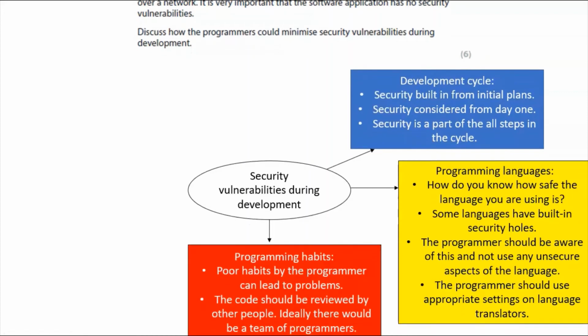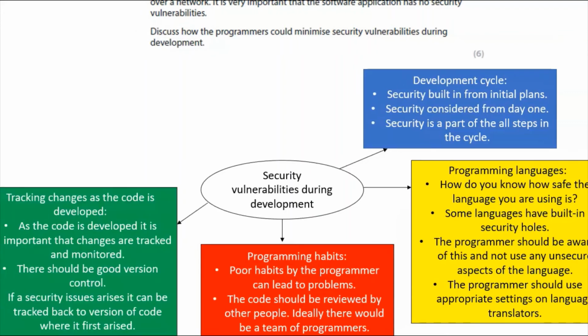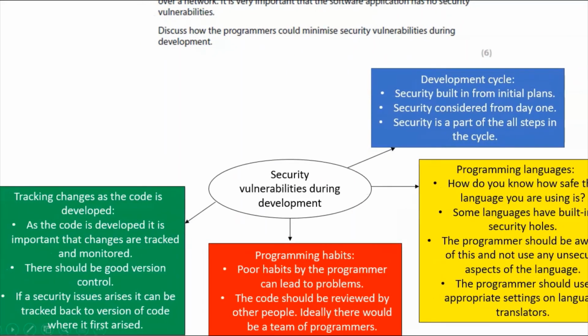Programming habits. Poor programming habits by the programmer can lead to problems. The code should be reviewed by other people. Ideally, there will be a team of programmers tracking changes as the code is developed. As the code is developed, it's important that changes are tracked and monitored. There should be good version control. If security issues arise, it can be tracked back to the version of the code where it first arose.